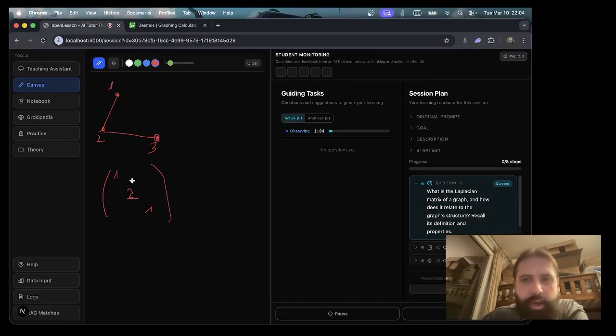And then the off-diagonal elements encode, for each row and column, whether the nodes are connected or not. So 1 and 2 are connected, so it's -1. 1 and 3 are not connected, so it's a 0. This is a -1 because it's 2 and 1, and this is a 0, and this is a -1. This is what it is.